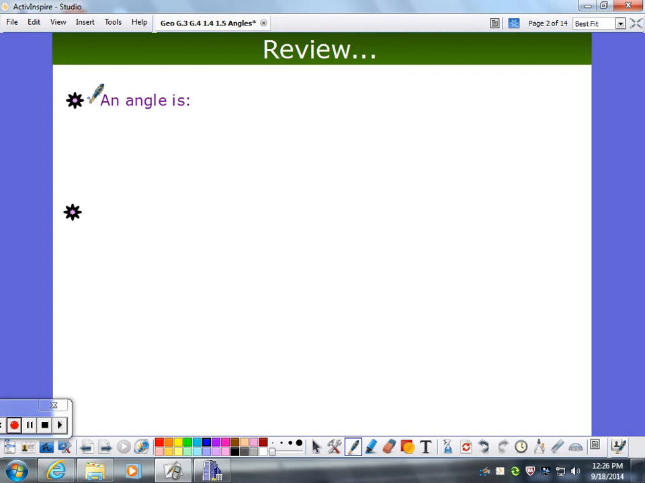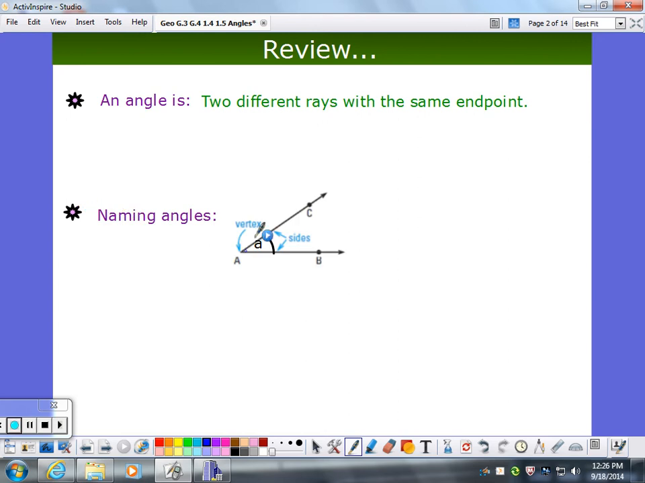So what's an angle? Rolly, what's an angle? Two rays connected by the same endpoint. There you go. That's what it is. Excellent. How do you name angles?